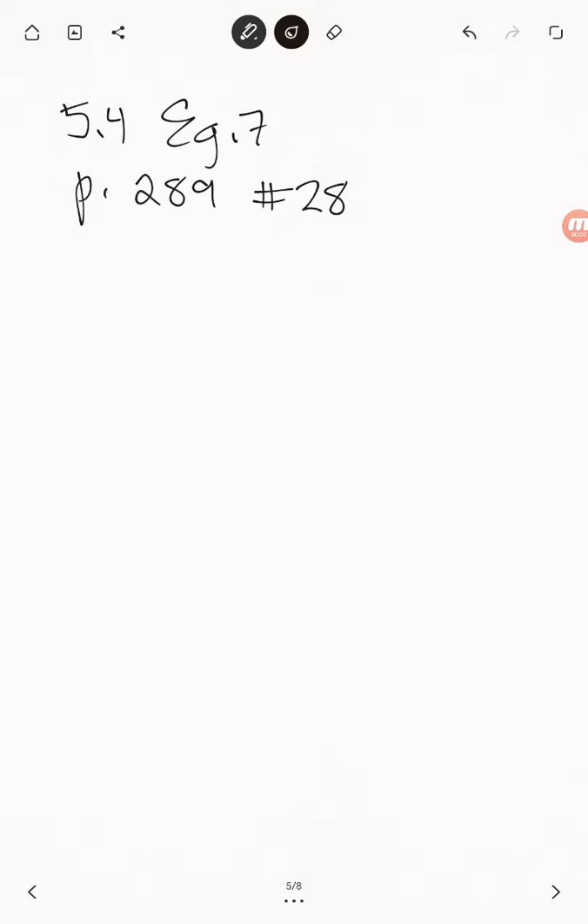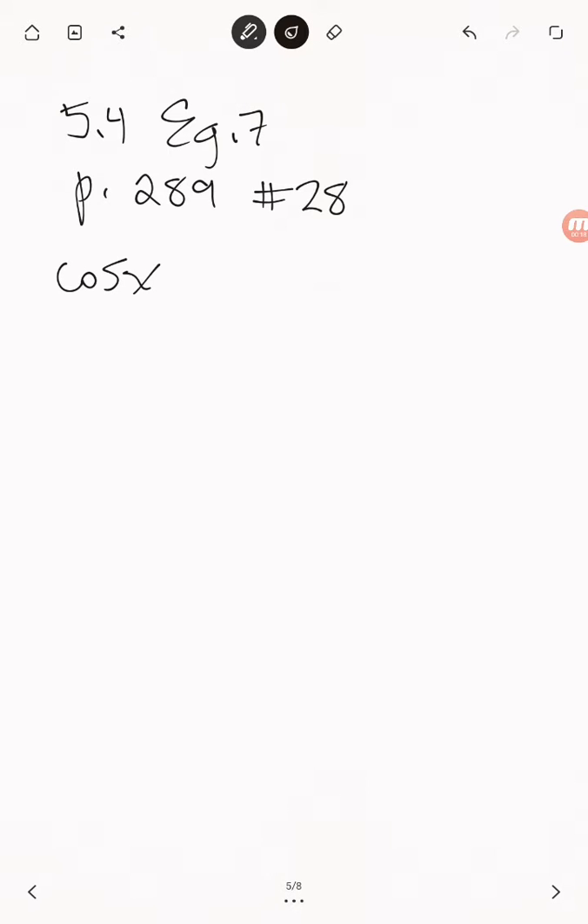Hi guys, we're on the last example for 5.4. Finally, woohoo! This has been a long one, but remember you can do it over 2 days. So page 289, number 28, last challenge question.